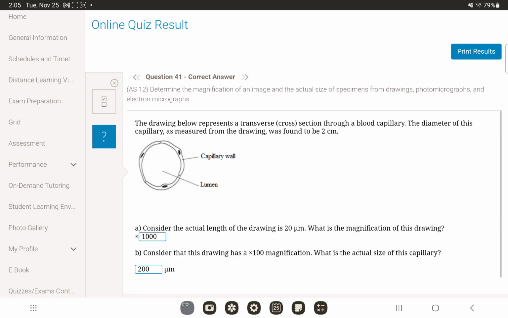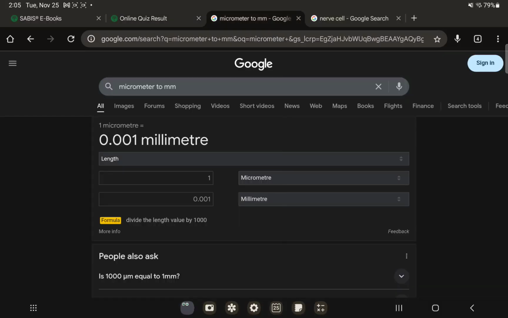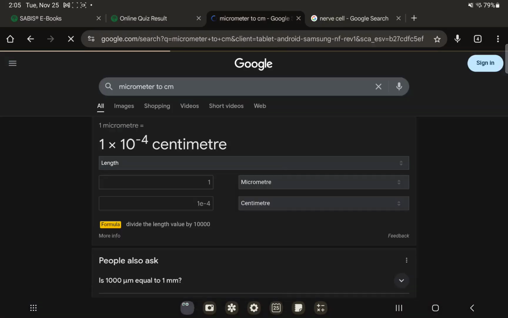The diameter of this capillary, measured from the drawing, was found to be 2 centimeters. Consider the actual length of the drawing is 20 micrometers. What is the magnification of this drawing? Considering the fact that one has the unit of centimeters and the other has a unit of micrometers, we would have to change the units. We would divide by 10 to the power of 4, so by 10,000, right?